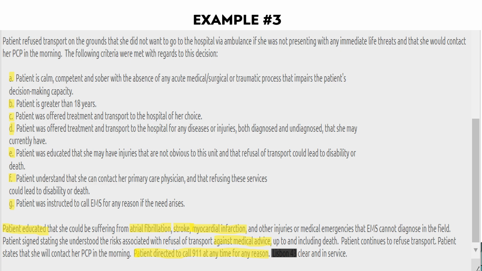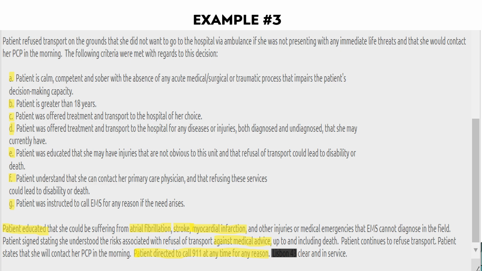Patient was offered treatment and transport to the hospital of their choice. They were offered transport to the hospital for any sort of diseases or injuries, diagnosed or undiagnosed, that they currently have. They were educated that they may have injuries that are not obvious at this time. They also went into the fact that they wanted them to follow up with their PCP, and that the services that they refused could, in theory, lead up to death. And then the patient was instructed to call EMS for any reason at all.